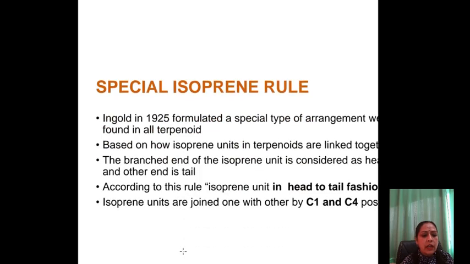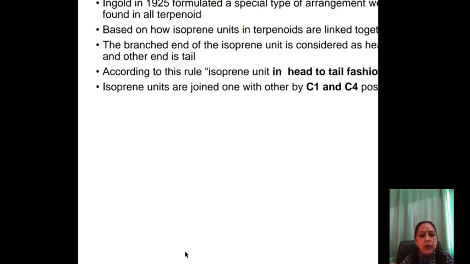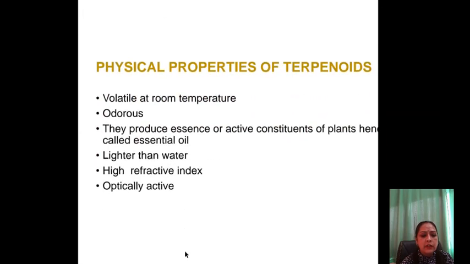Next, we will discuss the modern isoprene rule, which is called the special isoprene rule, formulated in 1925. It describes a special type of arrangement found in all terpenoids, based on how isoprene units are linked together. The branch end of the isoprene unit is considered the head and the other end is called the tail. According to this rule, isoprene units are joined head to tail, one to another, at C1 and C4.